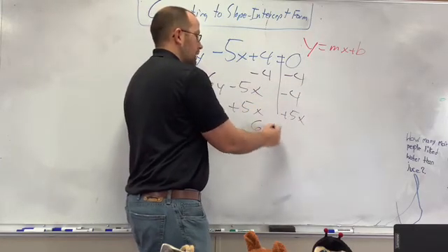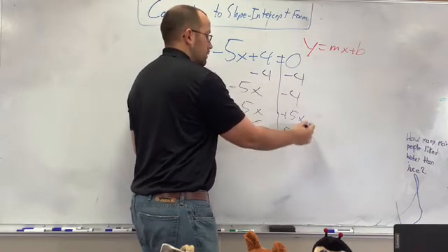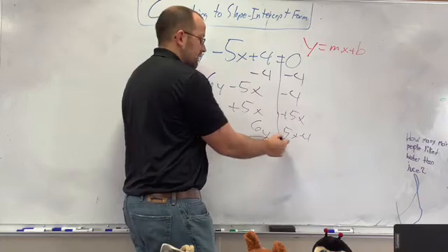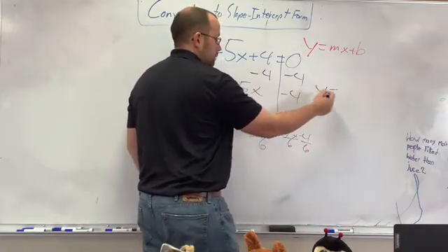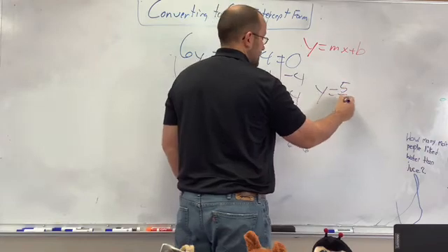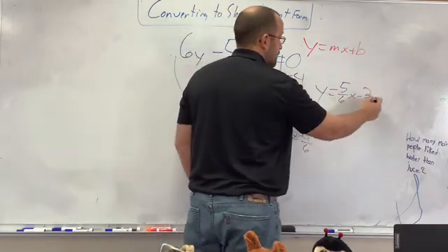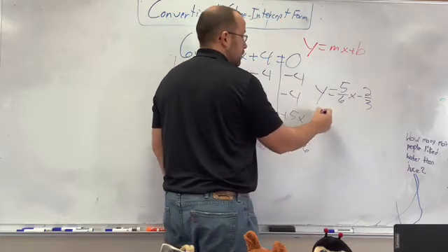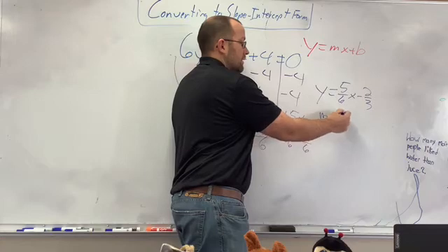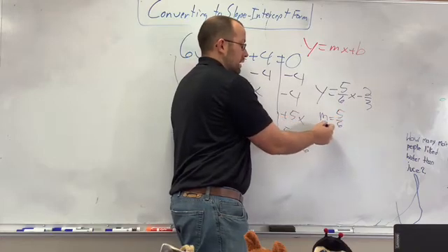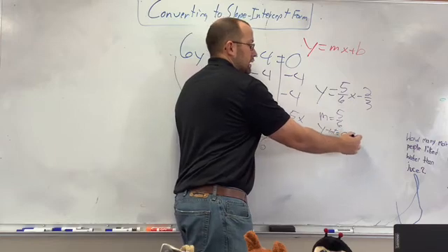So 6y equals 5x minus 4. Divide by 6, divide by 6, divide by 6. So y equals 5 sixths x minus, now I'm going to simplify that down to 2/3. So my slope, what is my slope? My slope is 5 sixths. My y-intercept is (0, negative 2/3).